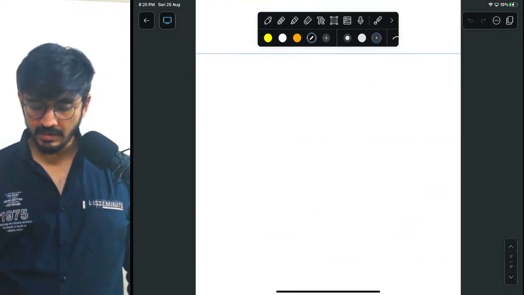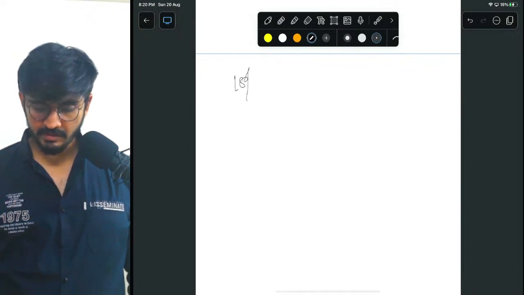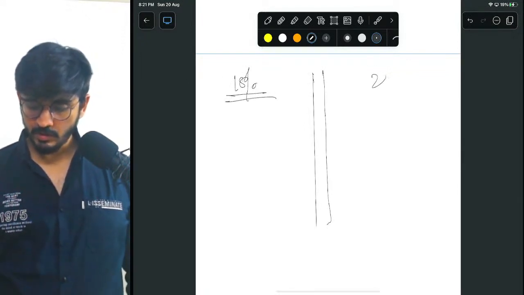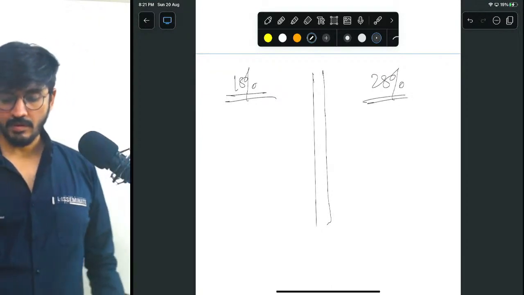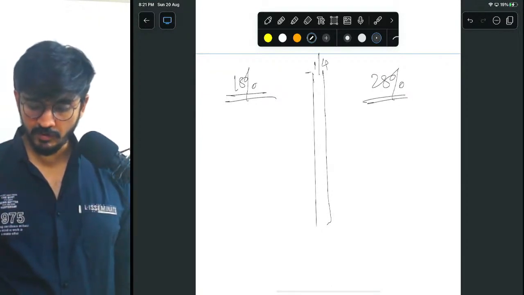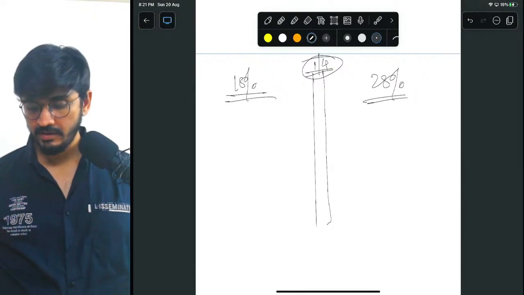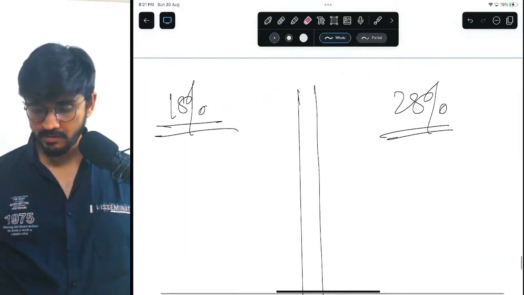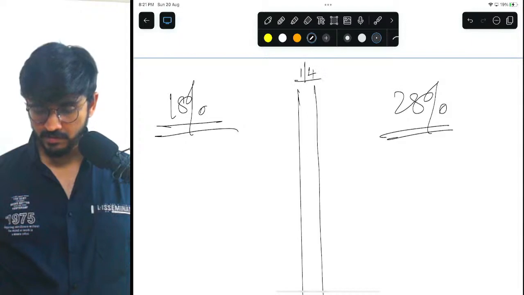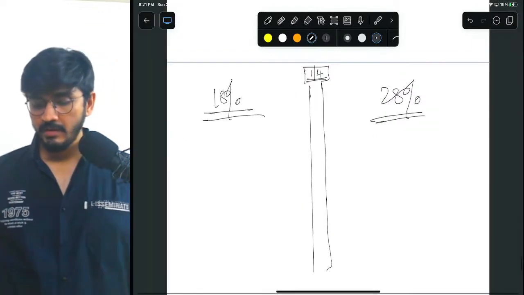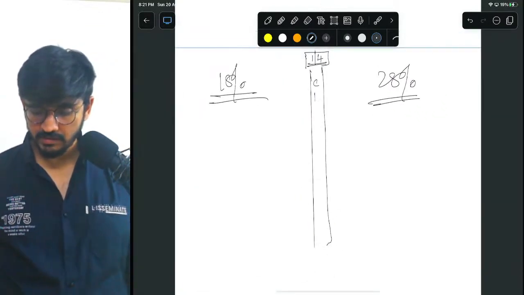initially the rate was 18%, and then the rate was 28%. Let's say it was 1/4 when the change happened. It was actually 1/4 when the change happened. And which was that change? Change in rate of tax on 1/4.